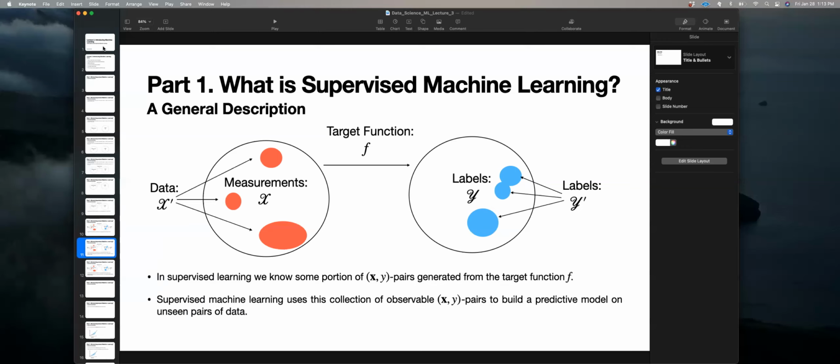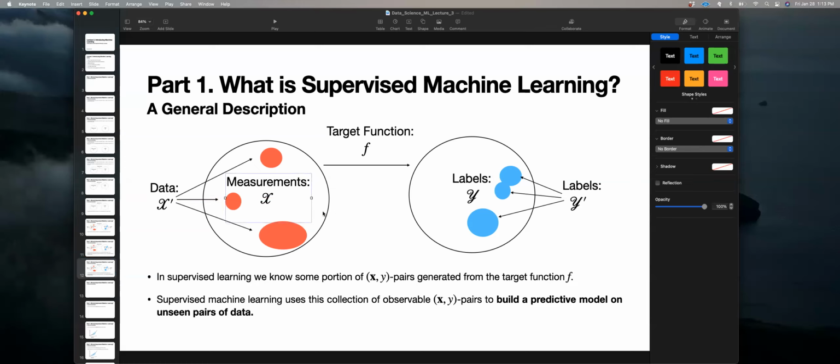So we're going to use these pairs of data, right, the measurements and the labels, to build a predictive model on unseen pairs of data. So this is a really important point. The whole purpose of machine learning is to use data to make predictions on data that we haven't seen yet, right? So if you look over here in the measurement space, we only have these certain like blobs of data, and we only have these labels over here. But we would like to use this to possibly make predictions on data that's not in those blobs, right?